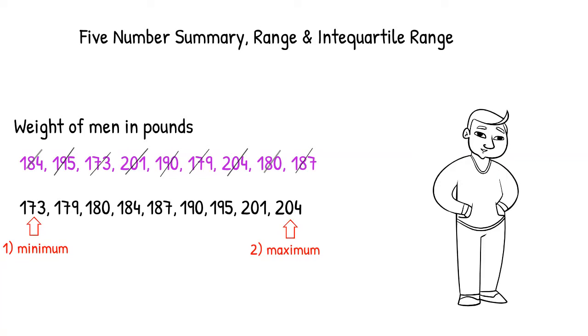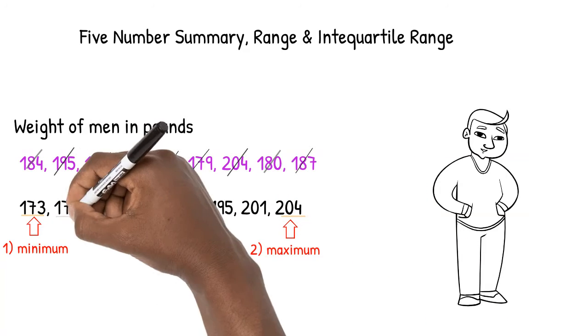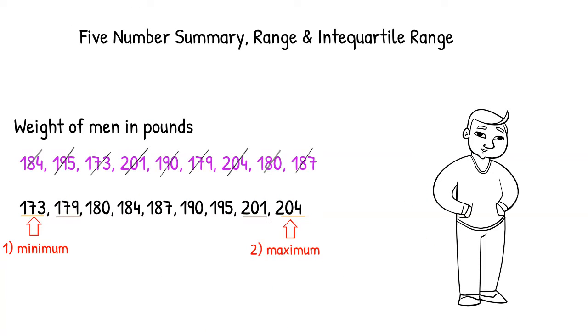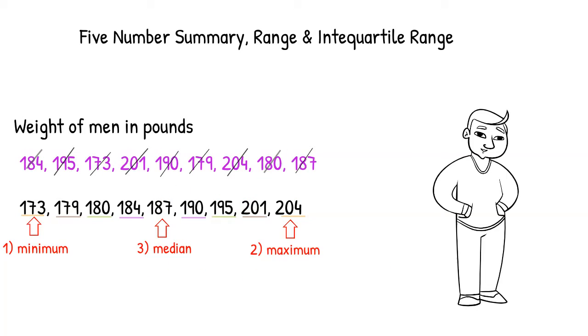The third number in the 5-number summary is the number in the middle, the median. To find the median, we ignore the first and last numbers, then the second and second to last numbers, then the third and third to last numbers, and so on, until one number remains in the middle. This middle number, 187, is the median.